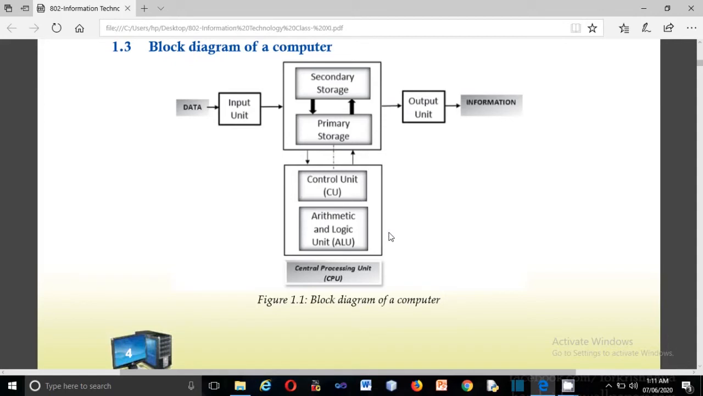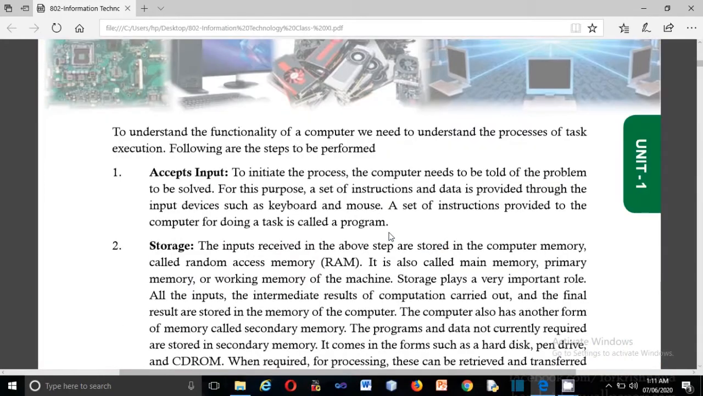And we will learn this diagram and each thing with the help of an example. For example, we have given some input to the computer, and the first step is accepting the input.